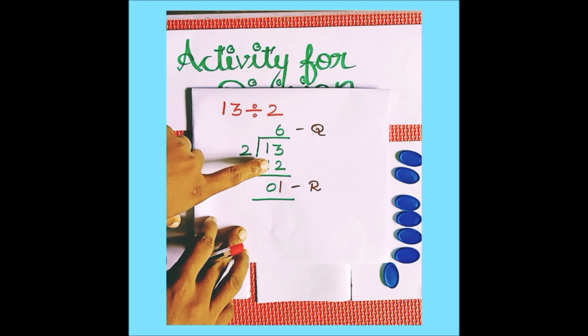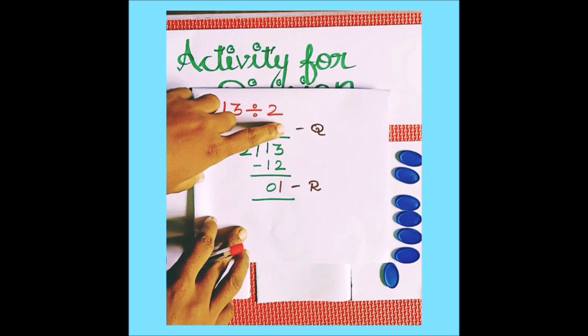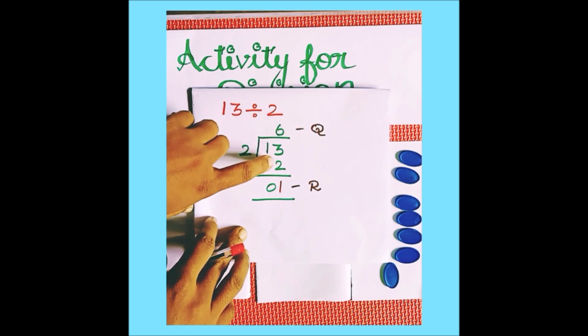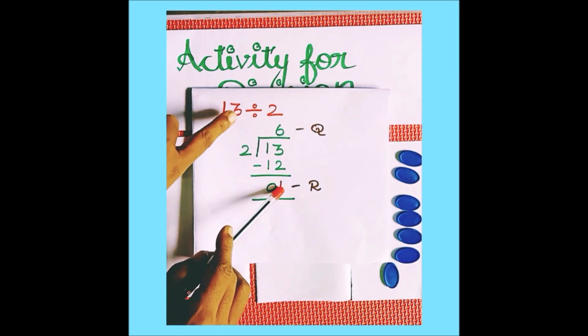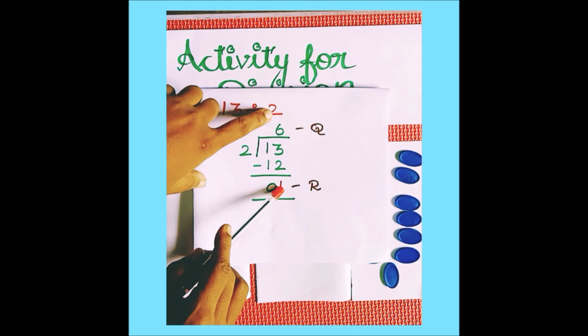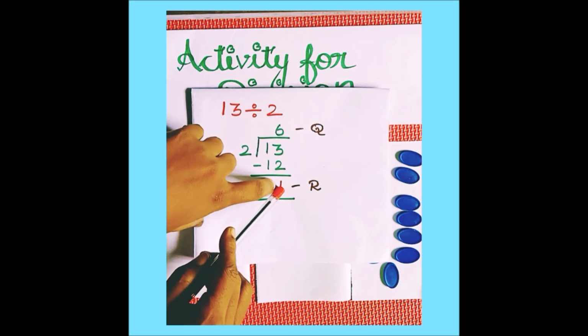So 12 comes in 2 table how many times? 6 times. So 6 2s are 12. By subtracting 12 from 13 you get the remainder as 1. So while we are dividing the 13 by 2 you get the quotient as 6 and remainder as 1.